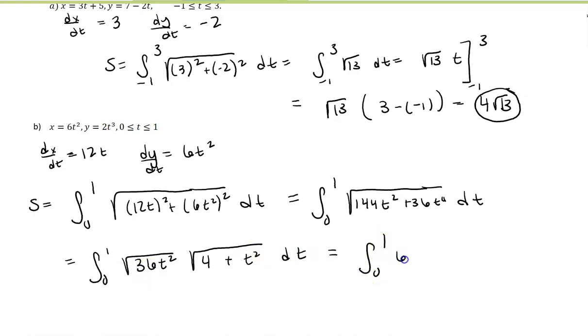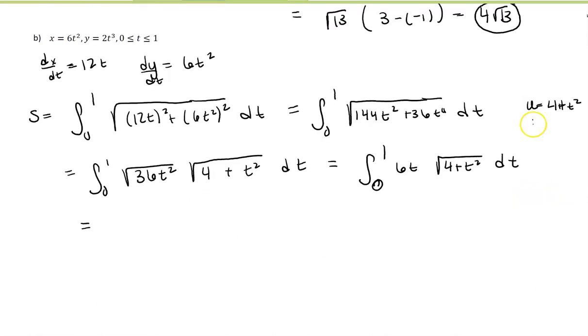And this will be 6t, since we're looking at t between 0 and 1, times the square root of 4 plus t squared. Now this is really nice because we can actually allow our u to be 4 plus t squared, which will make our du be 2t dt. So I'm going to bring out the 6 and make this 4 plus t squared to the 1/2 dt. And we have everything we need except for the 2, which is really easy to just multiply in there.